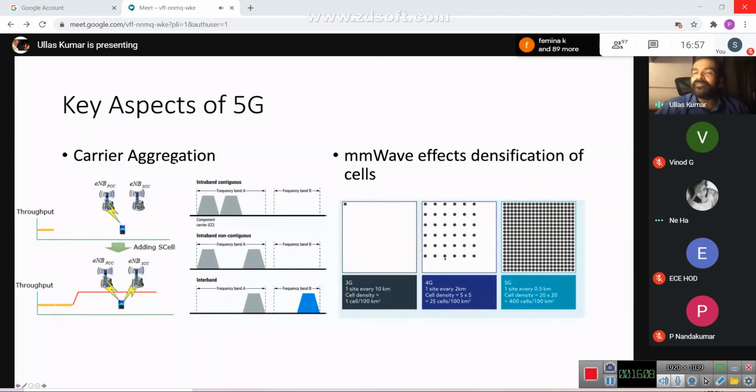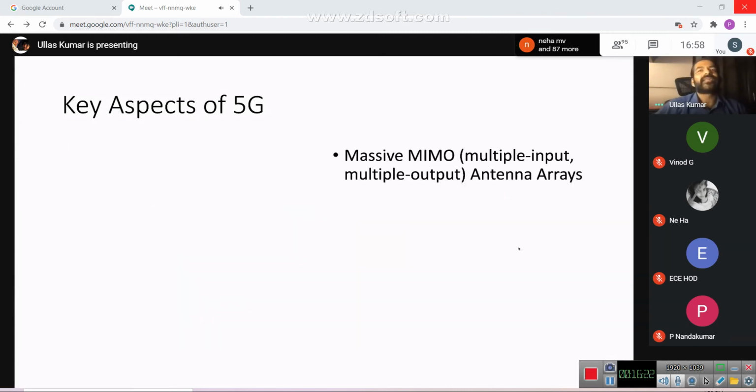For 4G, you have much denser coverage, or much denser cells. And for 5G, you have much more denser coverage to go through. Or you need many more cells to cover the same distance.